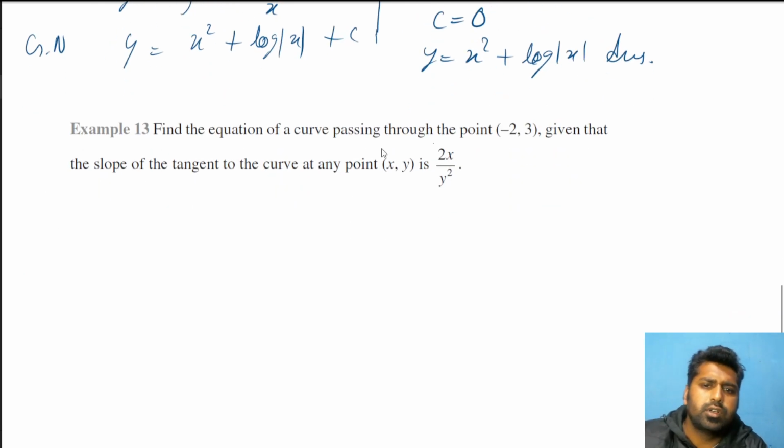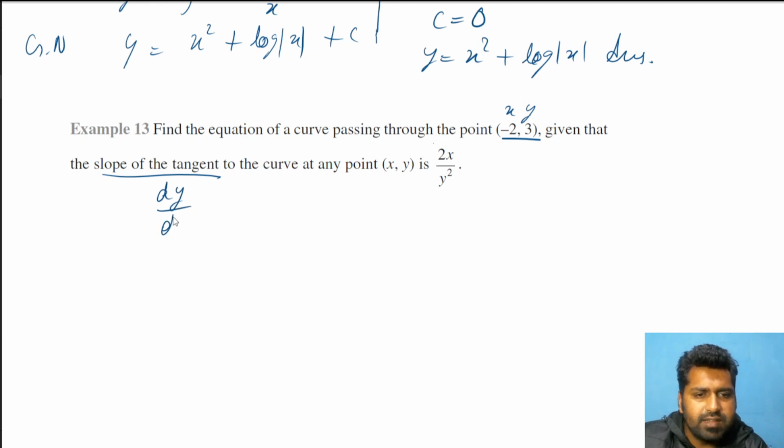Find the equation of the curve passing through (2, 3). Again, same idea. X value and y values are given. Given that the slope of the tangent... what is the slope of the tangent? Now he is using the AOD concept also. The slope of the tangent at any point, dy by dx, is given by 2x upon y square.